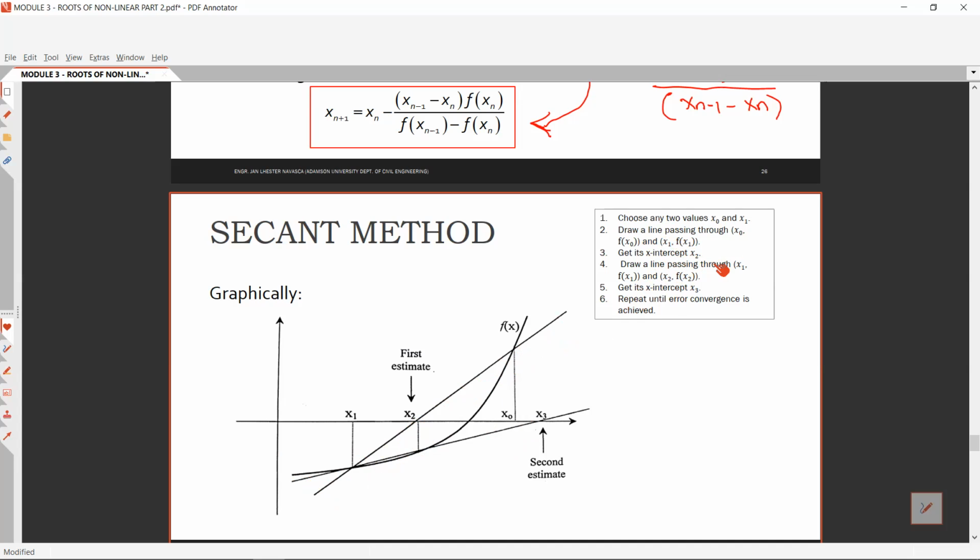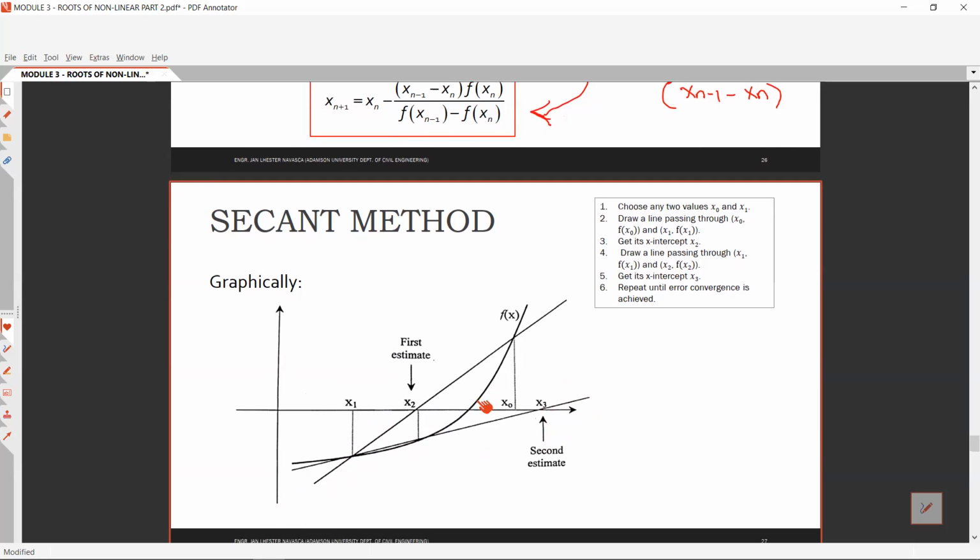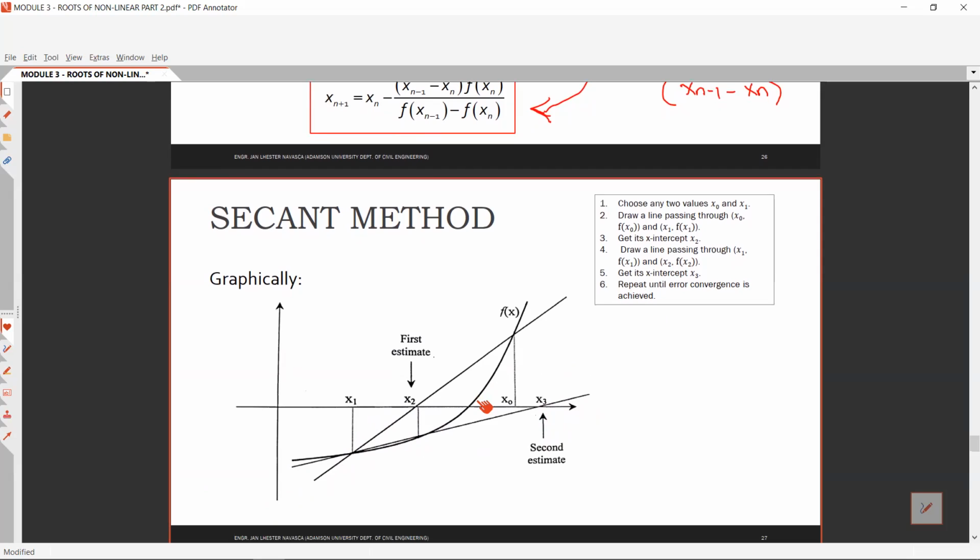Okay. Then draw a line again from x sub 1, f of x sub 1. Draw a line again dito. Then for x sub 2 comma f of x sub 2, this one, then draw ulit the line, then get the x-intercept, x sub 3. So ito na yung second estimate. Okay. Hanggang sa mag-arrive into values. Okay. So you will repeat until the error converges to your tolerance. Okay. So nangyari, nagdodraw lang sila ng line that passes through the points. Then kinukuha yung mga x-intercept. Okay.